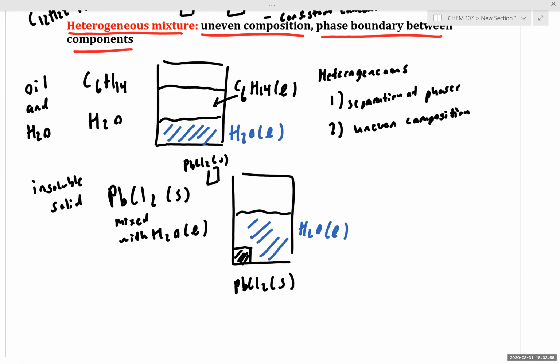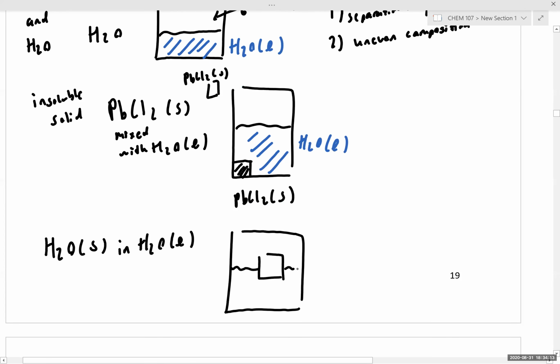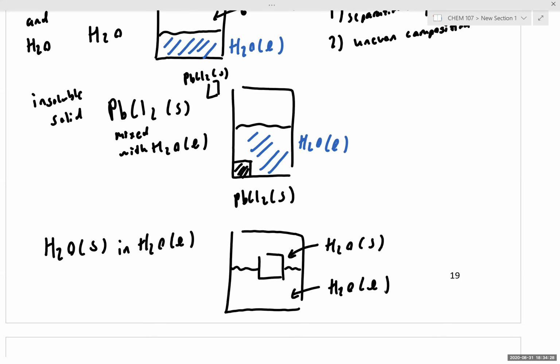Okay, so to drive home this idea of separation of phases, let's look at an example where I have a cube of ice in a container of water. So I'm drawing my picture once again. I have my H2O solid, my ice, and I have my cup of liquid water. Now my question to all of you is, is our chemical formula and chemical identity consistent throughout this mixture? Do we have the same chemical formula and the same physical state throughout?